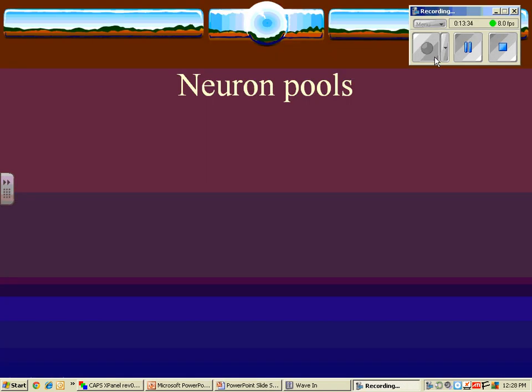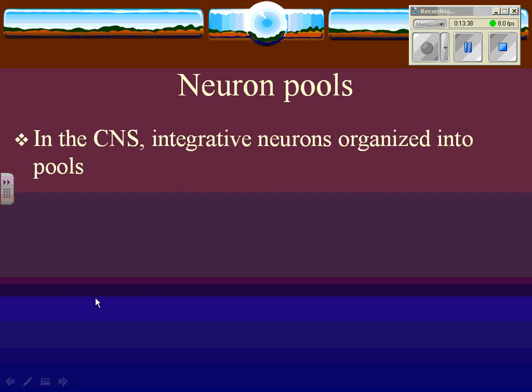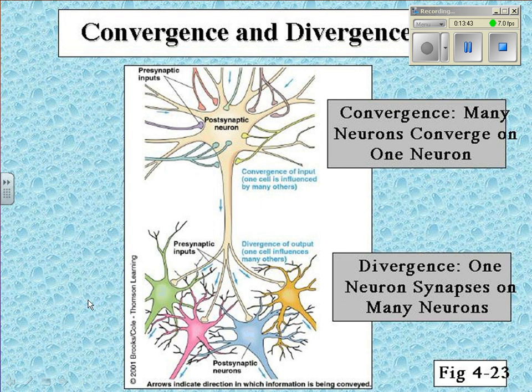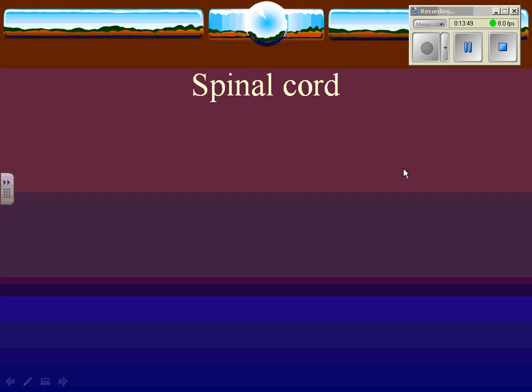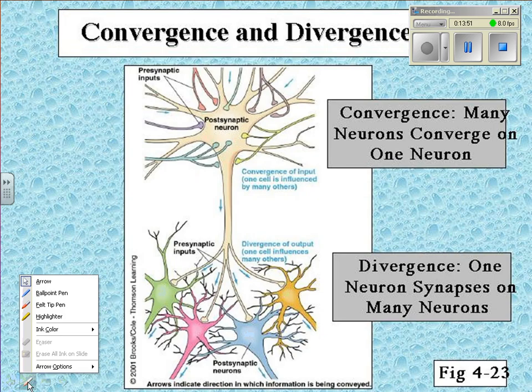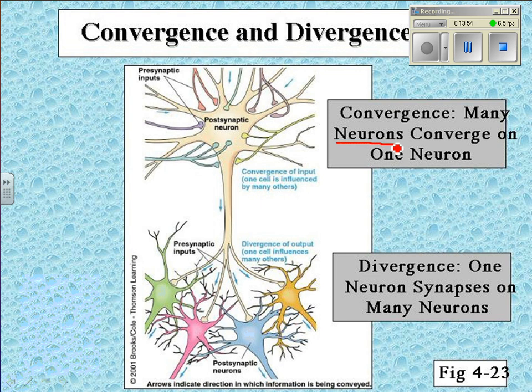The next thing you need to understand is that neurons don't just work by themselves. You can have convergence, where many neurons converge on one neuron. And you can have divergence, where one neuron synapses with a whole bunch of different ones.